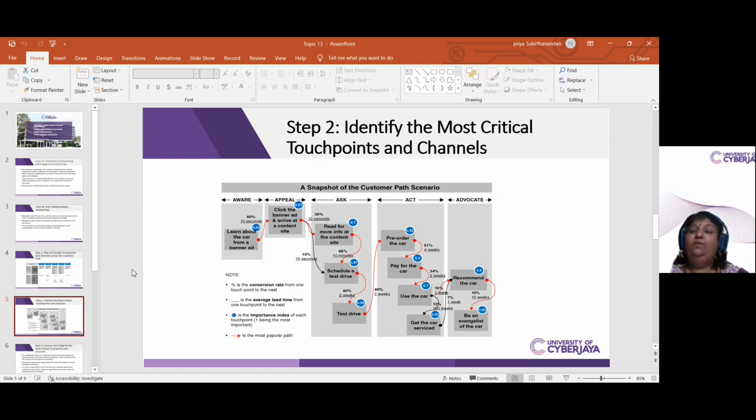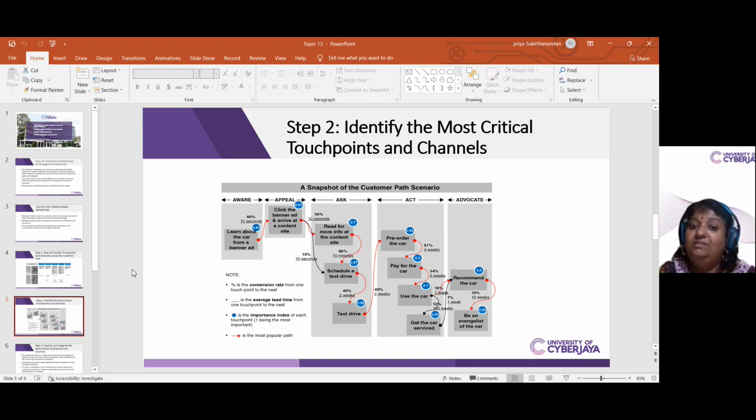Step two, okay, when you want to identify the most critical touch points and channels, here you are looking at which of the areas in which the conversation would have lasted. Because whether it's online or offline, whatever the mode of communication is, where was it the most? How long was it that was taken to convince the customer to buy your particular product? Was it the test drive, or was it the explanation?